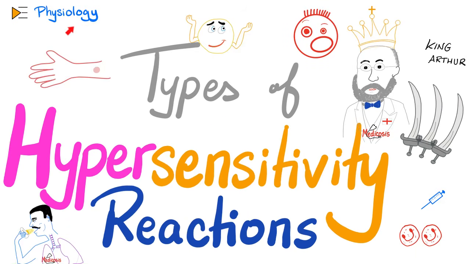Let's continue the physiology playlist, and today it's time to talk about the types of hypersensitivity reactions. We have type 1, type 2, type 3, and guess what? Type 4. And this classification is based on what, Medicosis? Based on the time, mainly. Type 1 is the fastest, type 4 is the slowest.